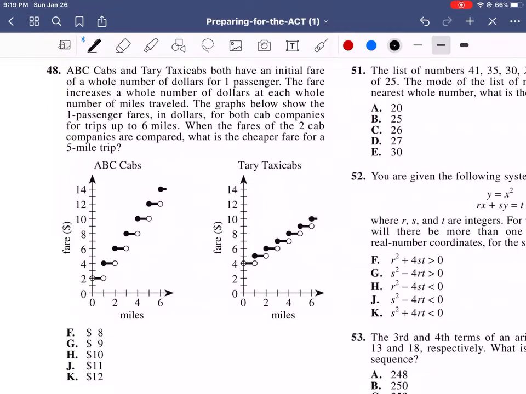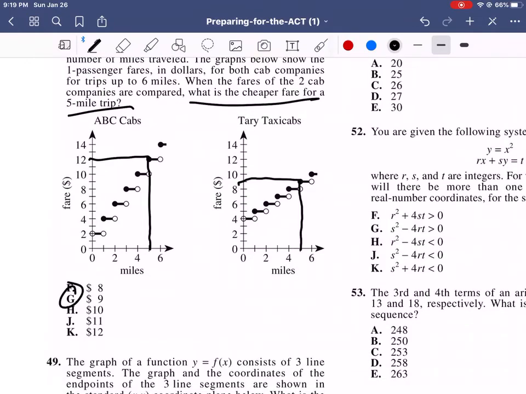So your base, and so on. What is the cheaper fare for a 5-mile trip? In this test, you have to be very economical with your time. So be mindful that you don't always have to read the whole thing. Well, I suggest you read the whole thing, but I've already read this one. What is the cheaper fare for a 5-mile trip? 5 miles. So if you're going 5 miles here, you pay $12. Going 5 miles here, you pay $10. Oh, $9. So it's $9.